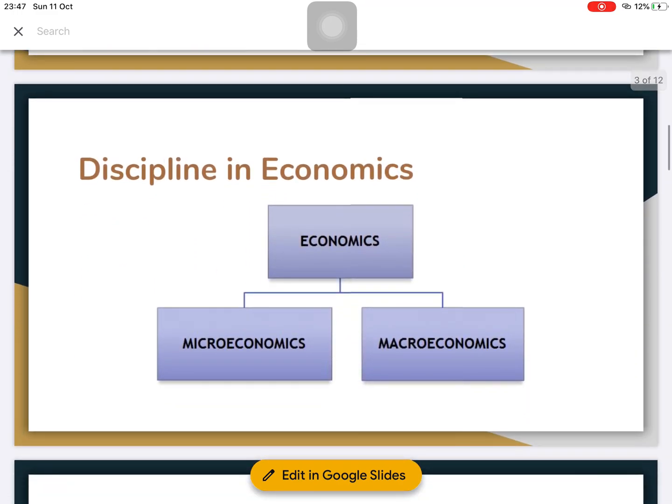Okay, next, disciplines in economics. There are two types of economics, which are microeconomics and macroeconomics. So in this course, we will learn both micro and macro in one semester. For your information, microeconomics is the study of individual units in the economy, for example, individual households and firms. It focuses on the choices made by individuals and economic decisions in the market. While macroeconomics studies the economy as a whole and analyzes the overall performance of the economy, for example, national income, money supply, economic growth, unemployment, and also inflation.